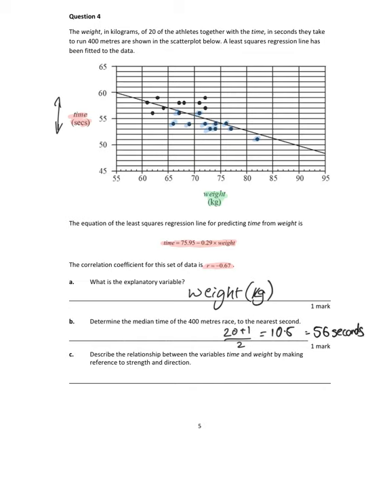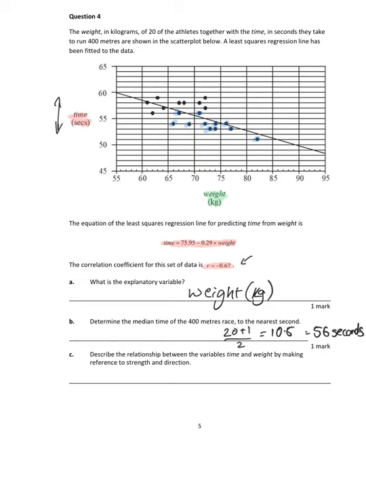All right, describe the relationship between the variables time and weight by making reference to the strength and the direction. Okay, so that's where we look at our R value here. If you want to look in your summary journal, you should have that little coloured printout, like a little table that describes the R value and the strengths. So you'd be looking at the interval that has negative 0.67. Obviously, the direction is negative. And the 0.67, that would be a moderate strength as well.